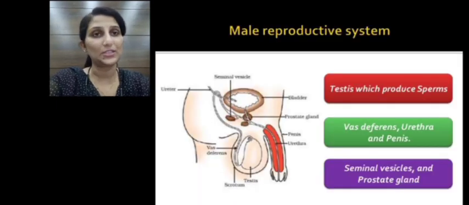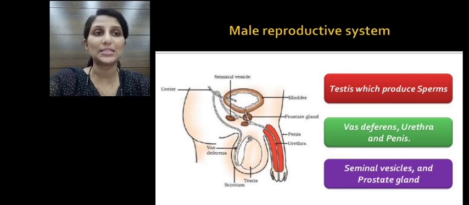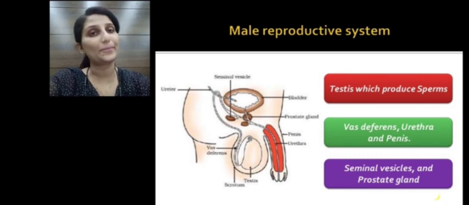The male reproductive system has the following main parts. It has a pair of testes. The testis helps in the production of sperms. In addition to the testis, it has a duct system. The duct system includes the vas deferens and the urethra. And the external genitalia is called the penis. The glands associated with the male reproductive system are the seminal vesicles and the prostate gland. So these are the main parts of the male reproductive system.